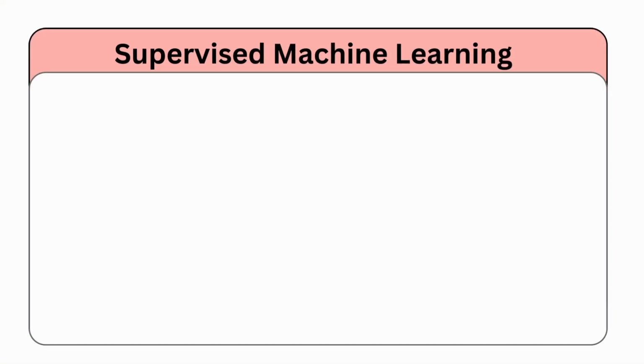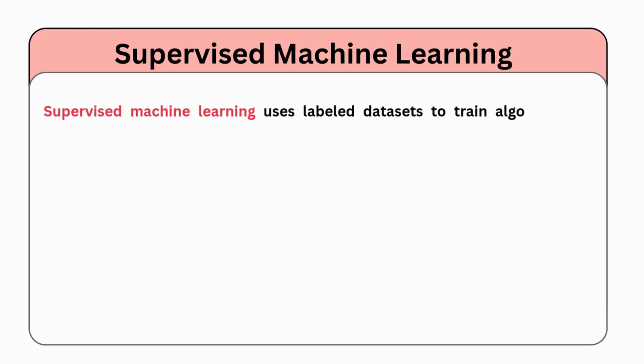Let's get to know about supervised machine learning in detail. Supervised machine learning uses labeled datasets to train algorithms to classify data or predict outcomes.